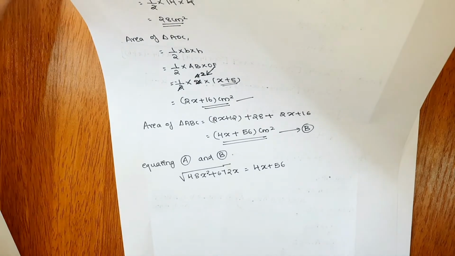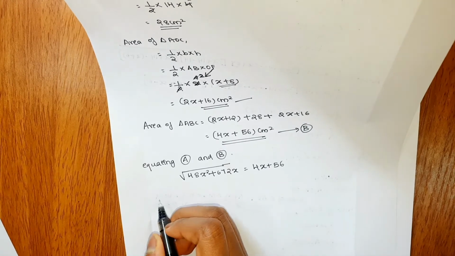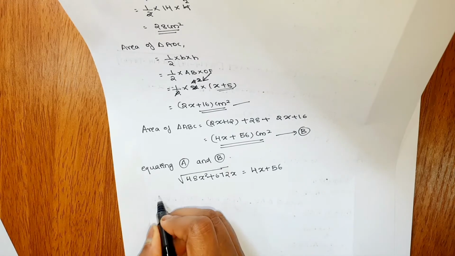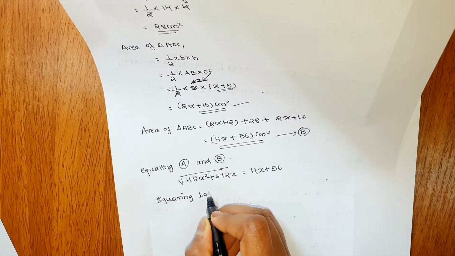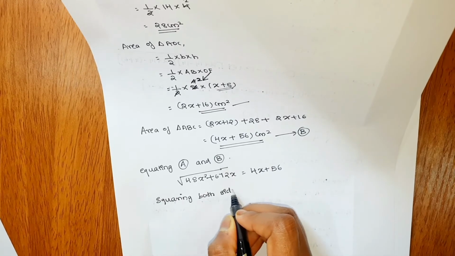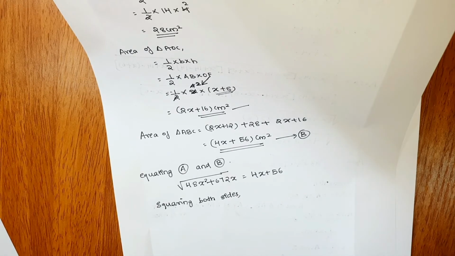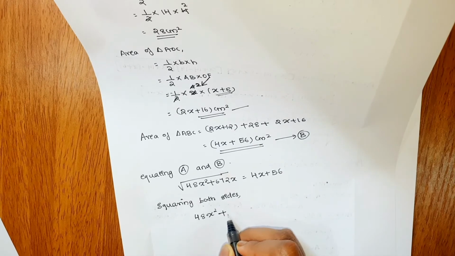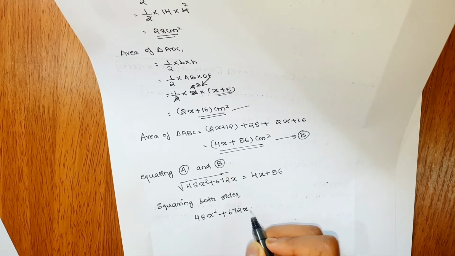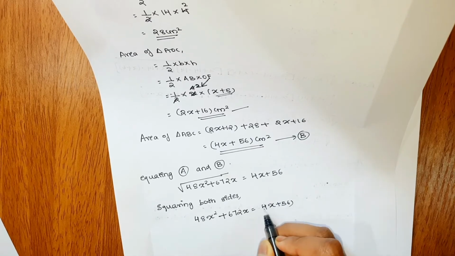So I have to remove the roots. For removing the roots, what do I have to do? I have to square both sides. Squaring both sides. Okay. So the root is removed. So here 48x square plus 672x, that is equal to 4x plus 56 the whole square.